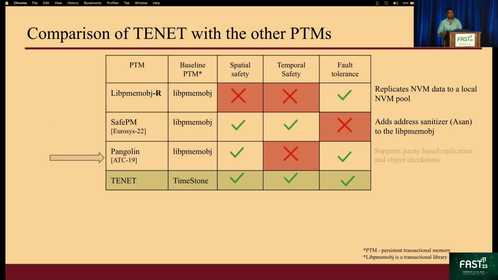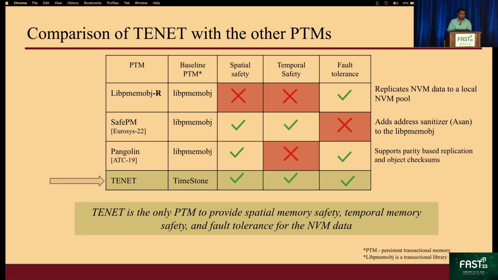And Pangolin is also an extension of PMDK, where it supports spatial safety by object checksums, and it tries to reduce the replication cost by, instead of replicating the raw data, using parity to replicate, right? So it reduces the cost of the naive replication in the NVM. So it is kind of clear from the table that TENET is the only PTM so far able to provide both spatial safety and temporal memory safety, and also fault tolerance for NVM data.